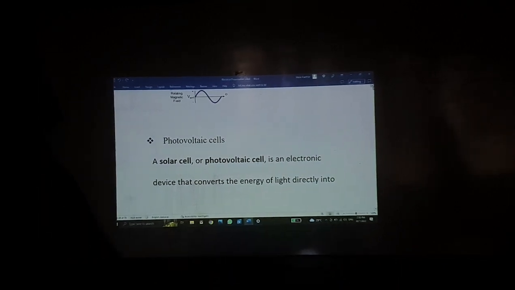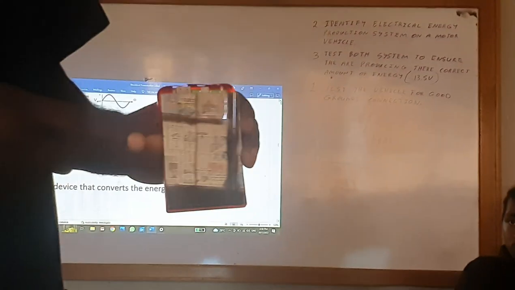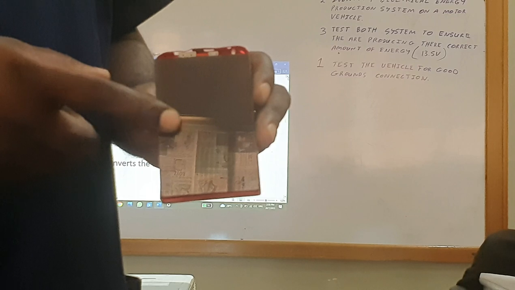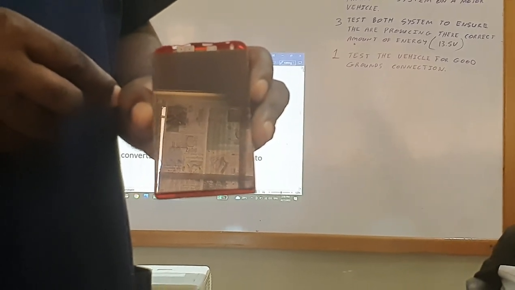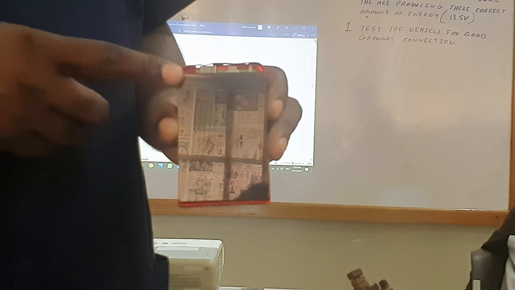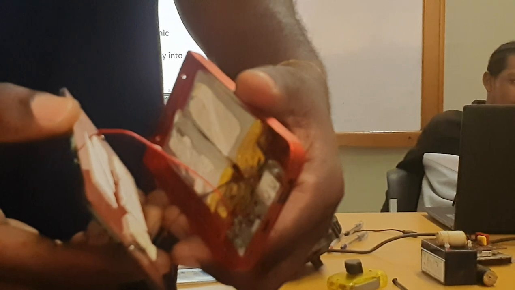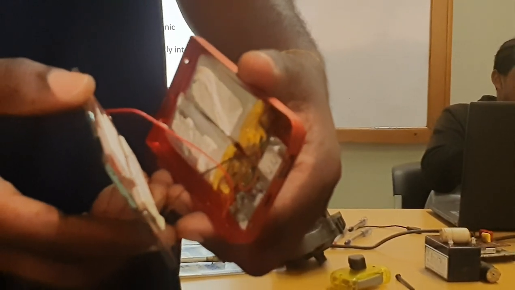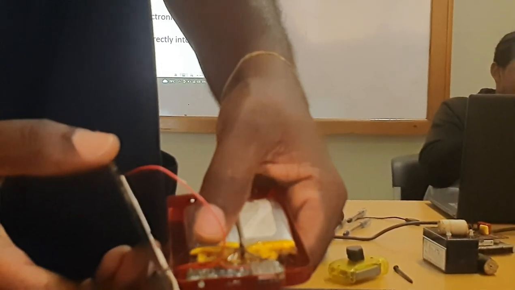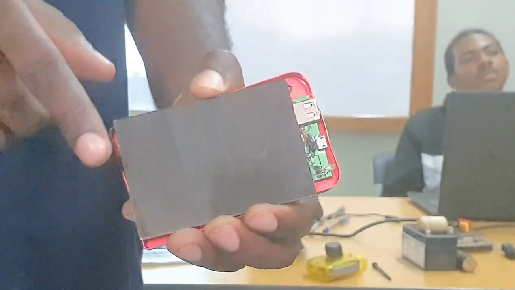The photovoltaic cell now, which is our solar panel. Remember, the solar panel or the photovoltaic cell is made from a semiconductor device. Whenever light energy makes contact with this semiconductor device, electricity is generated. If you look on the back right here, you notice we have a black and a red, so a positive and a negative. From this positive and negative wire, we can charge batteries. So we can generate electricity from a photovoltaic cell.